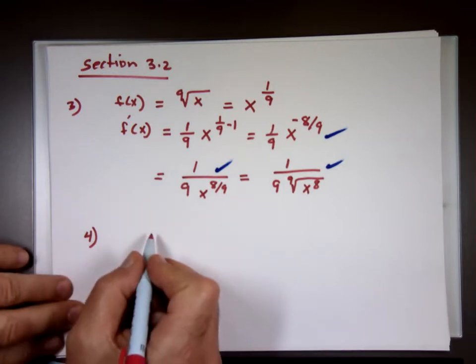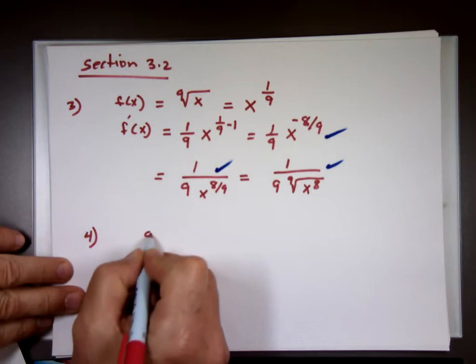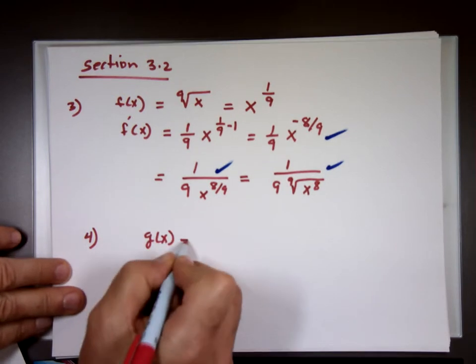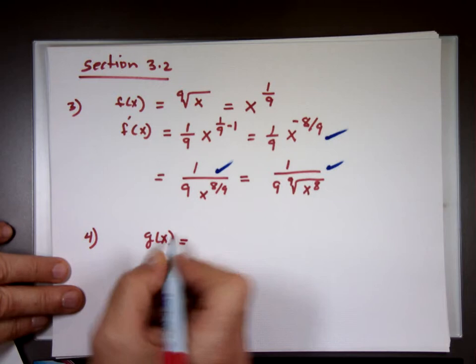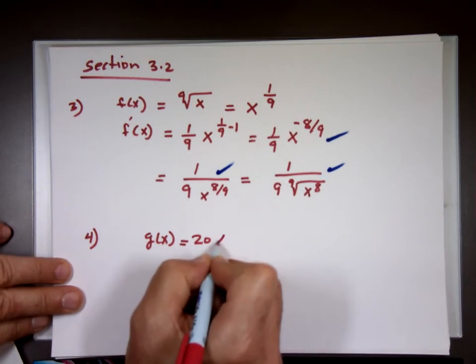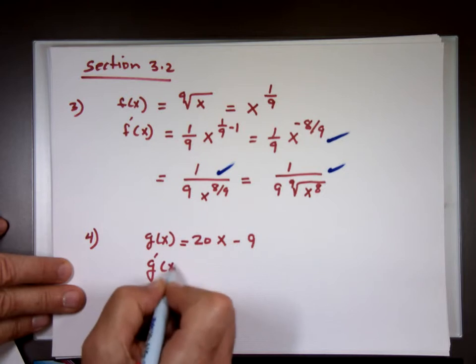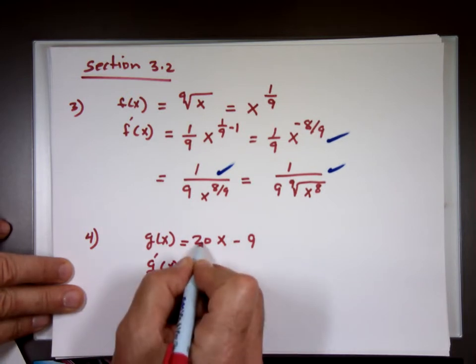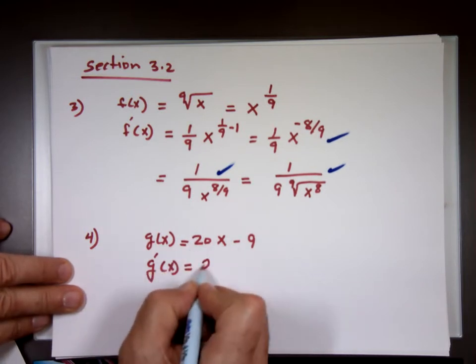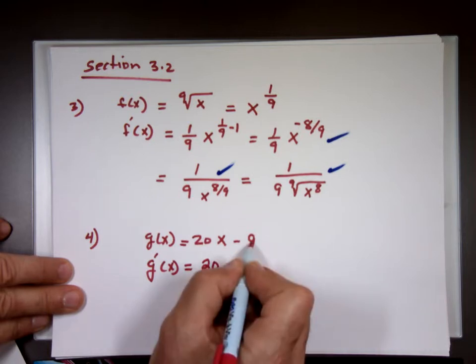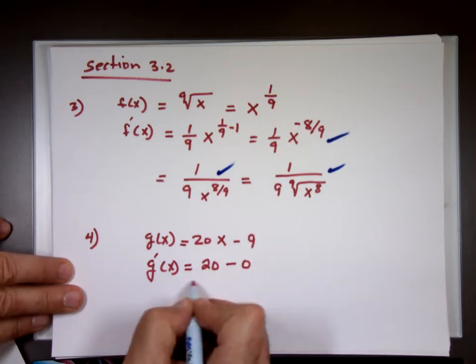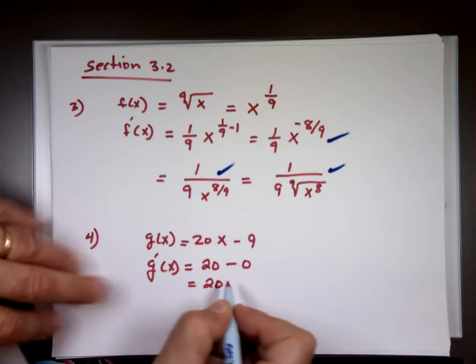Number 4. g sub x, that can't be the one. 20x minus 9. The derivative of that. What's the derivative of 20x? 20. Minus, what's the derivative of 9? 0. So the answer to that is 20.